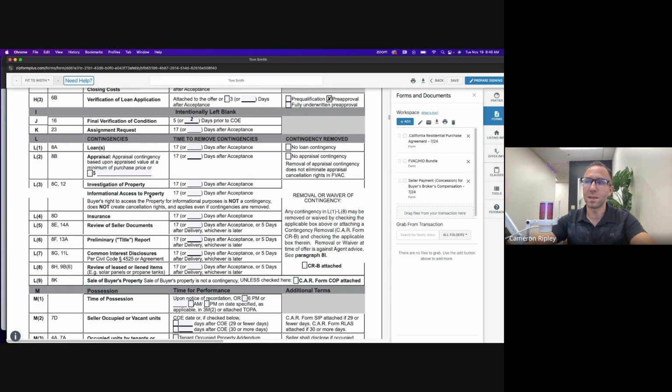The informational access to the property, though, I always leave at 17 days because if my client wants to go and measure for furniture, I've had it where the seller said, no, we're past the 10-day mark because I put 10 days here. So I leave this one blank. The rest I also put as 10 days or 14 days, just like this investigation of property, because these have to do with review of insurance, review of seller disclosures.